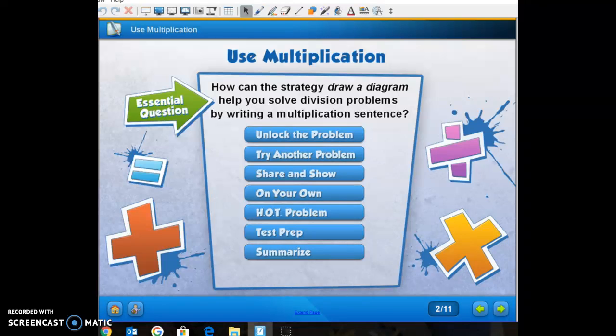This is math lesson 8.2, uses multiplication. It says, how can the strategy draw a diagram help you solve division problems by writing a multiplication sentence?